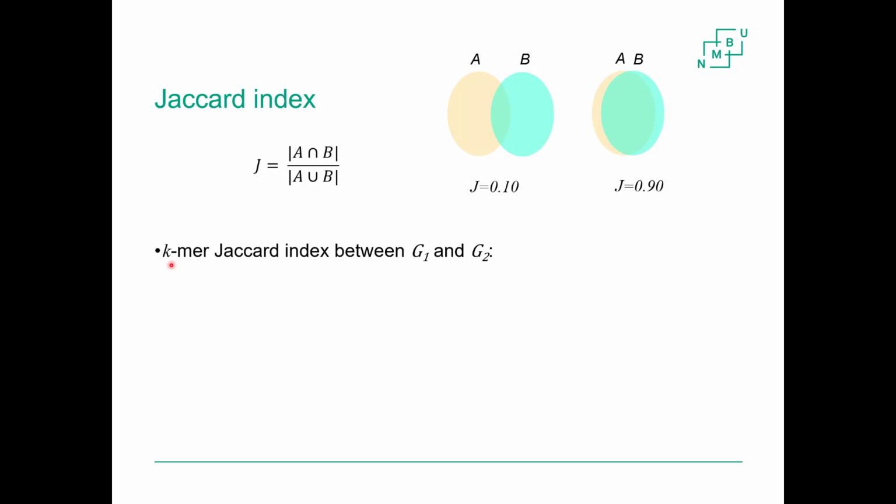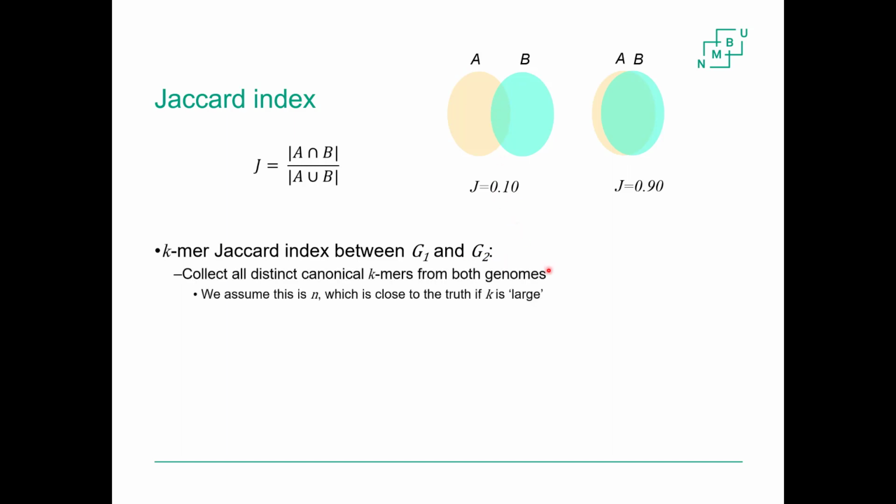We can now think of the set of k-mers as these sets, right? We have collected a number of k-mers from one genome, a number of k-mers from the other genome, and then we can compute the Jaccard index based on how many k-mers they have in common.